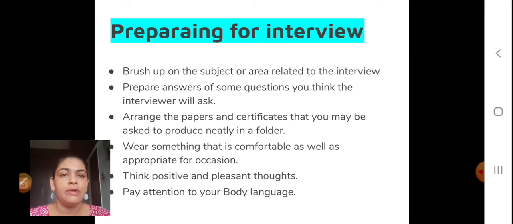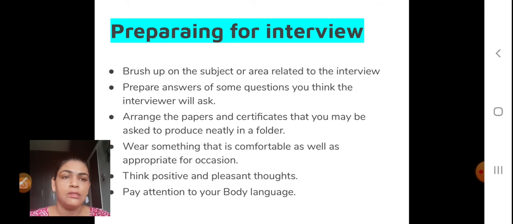Now let's talk about our next topic, which is preparing for interview. Now first of all, while preparing for an interview, what we must do is brush up on the subject or area related to the interview. When you apply for an interview, you always know about the post, you always know what are the basic qualifications, and you should also know the subjects from which the interviewer is going to ask the questions. So brush up on your subject. Just test your knowledge by asking some questions to yourself and be prepared.